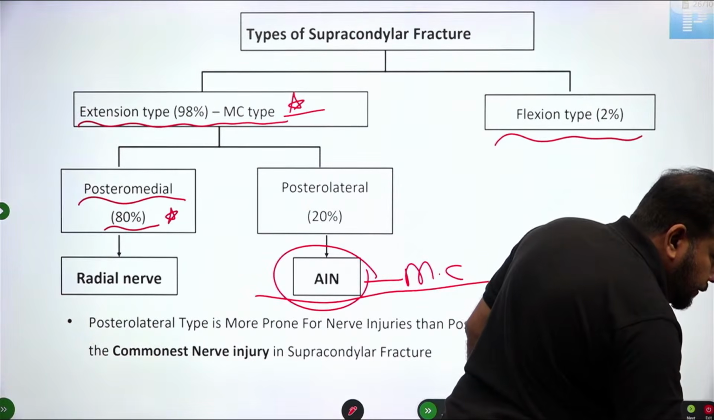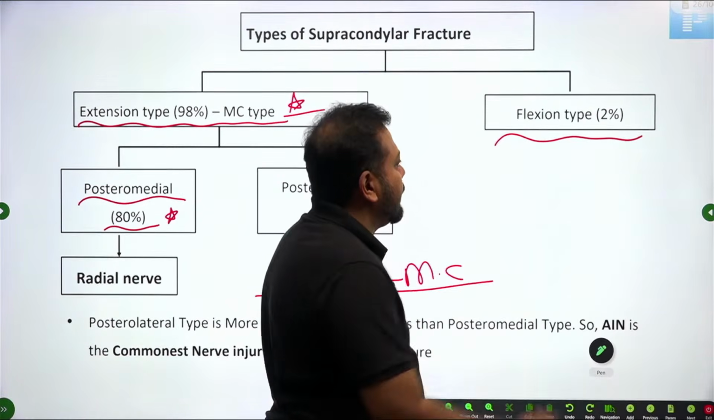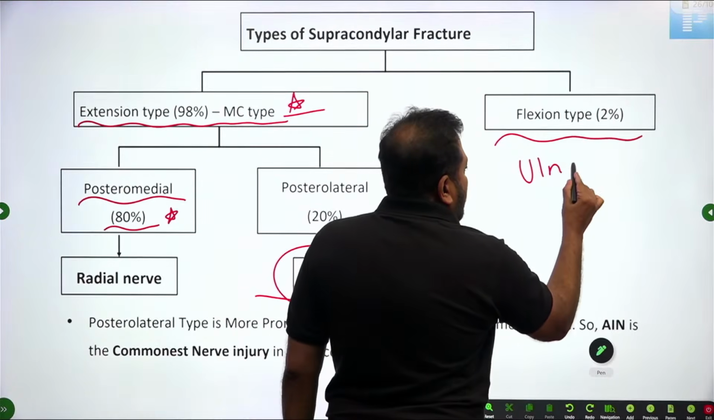Yes. Sainsha Gupta, you have answered. Superb. So it is ulnar nerve. Marvelous. Ulnar.